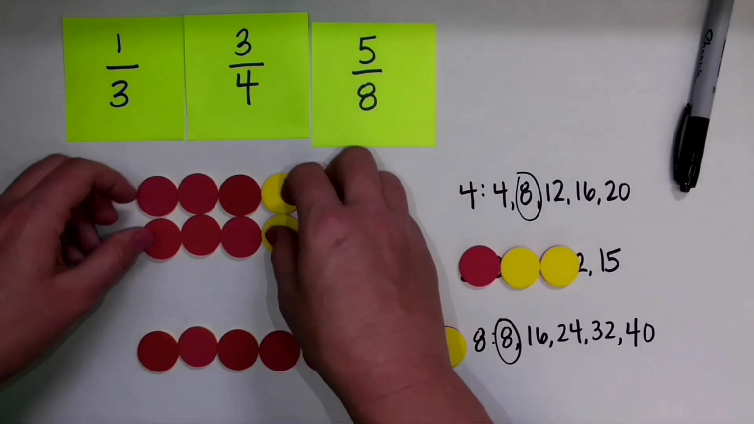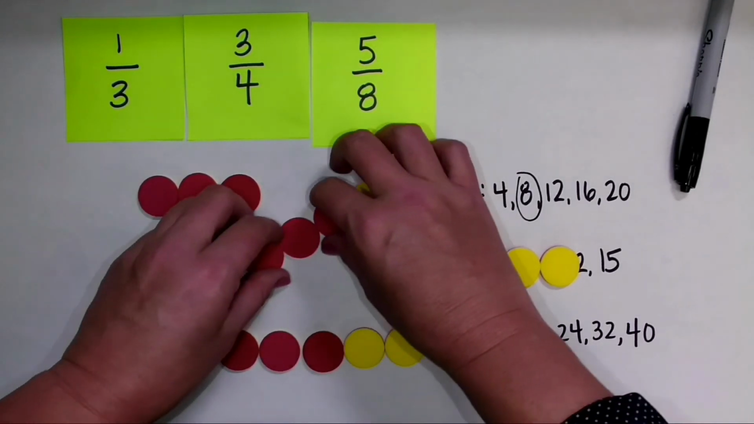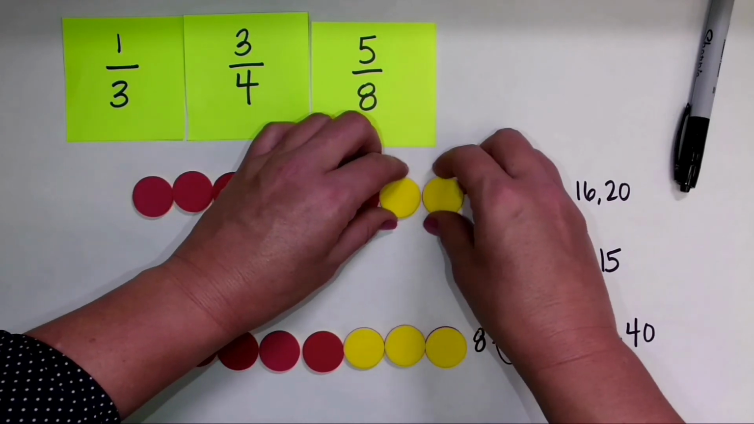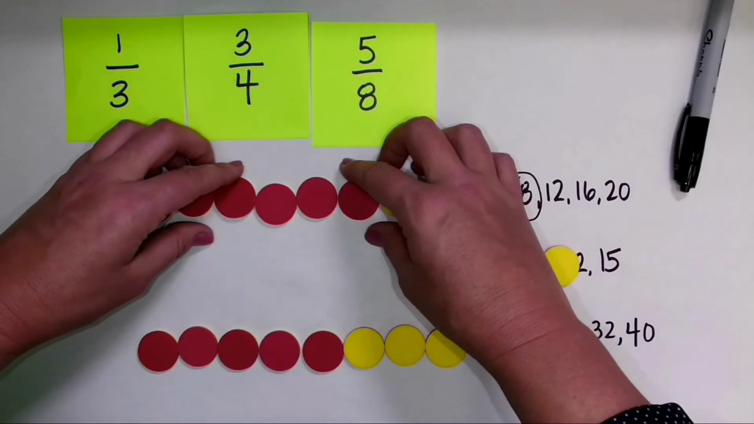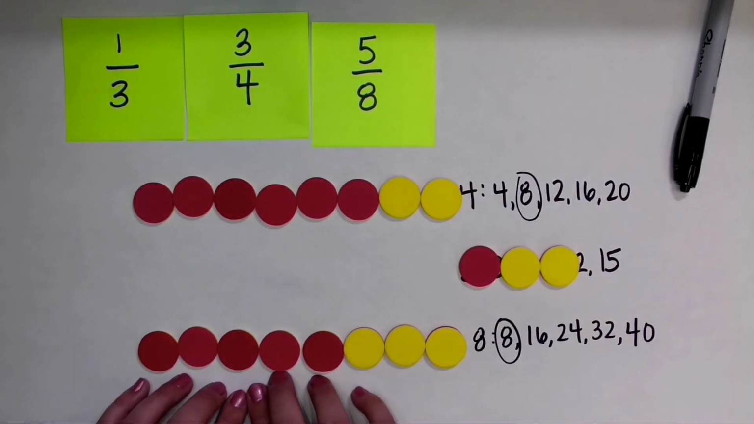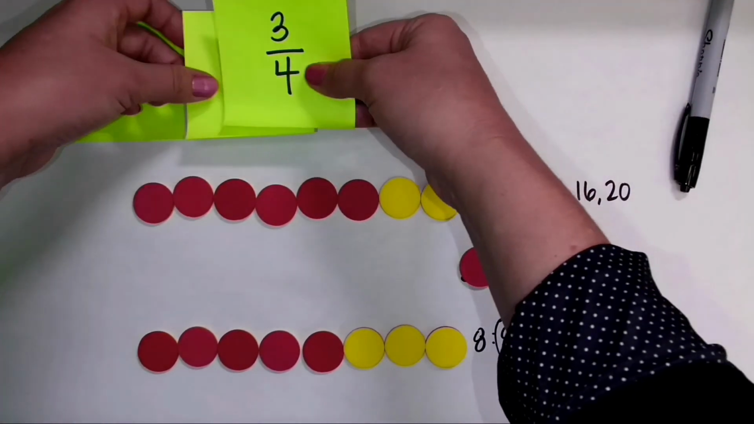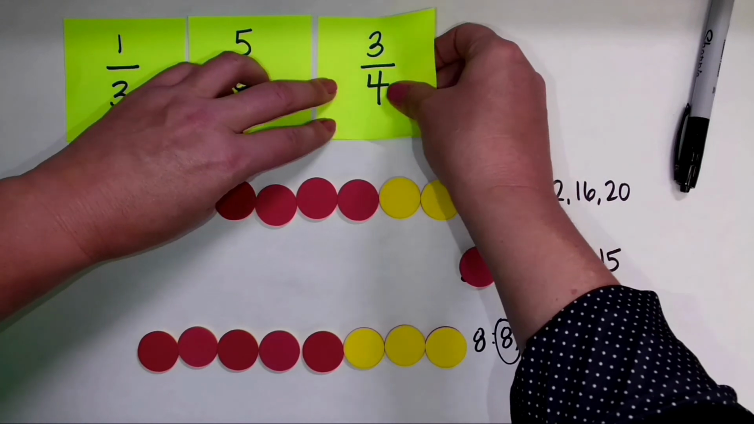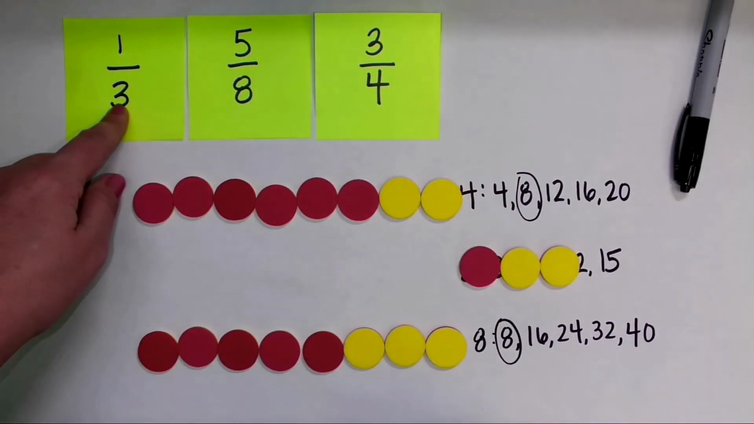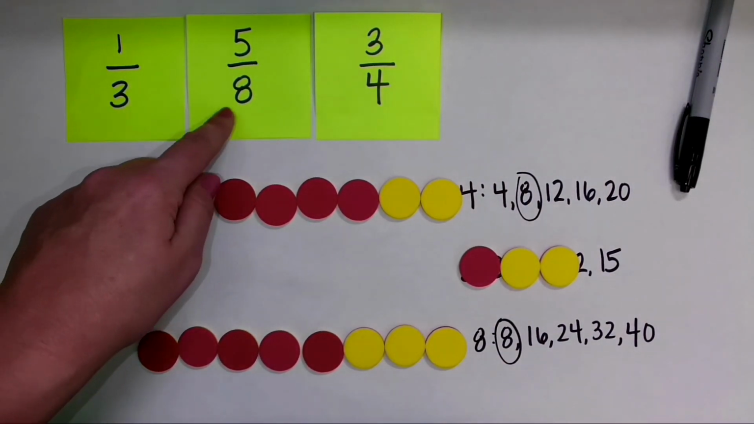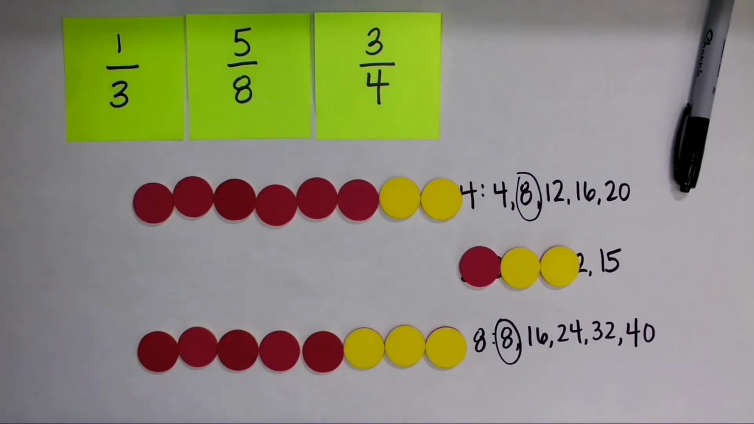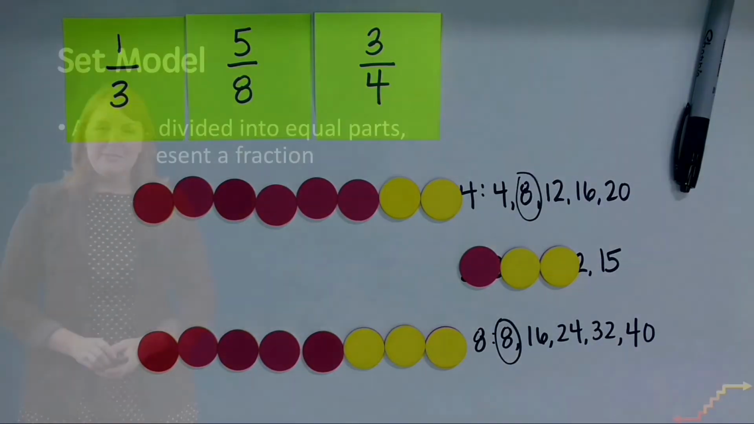Now, if I want to line these up to make this a little bit visually easier, I can take my 6/8 and show it right here. And now I can compare, and I can see that 5/8 is less than 3/4. So I'm going to move my sticky notes around one more time so that if I'm ordering these fractions, 1/3 is less than 5/8, and 5/8 is less than 3/4. Now that was an example with the set model.